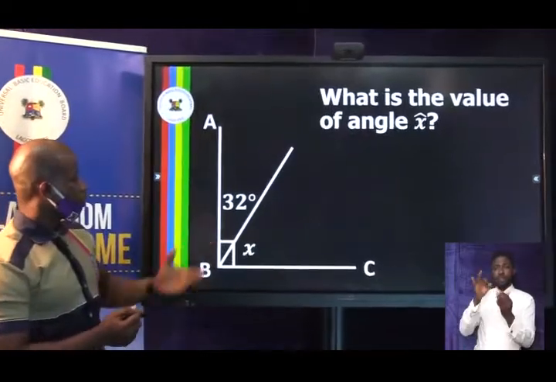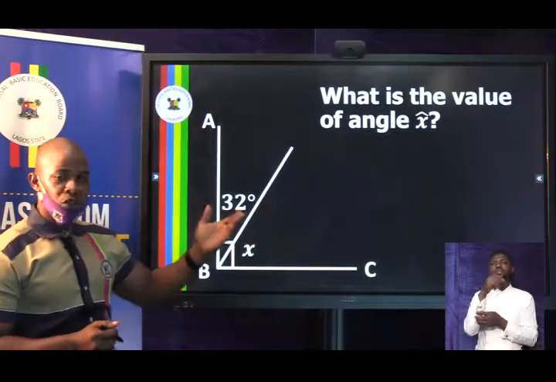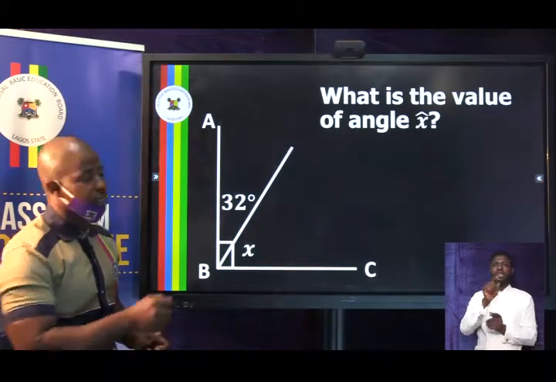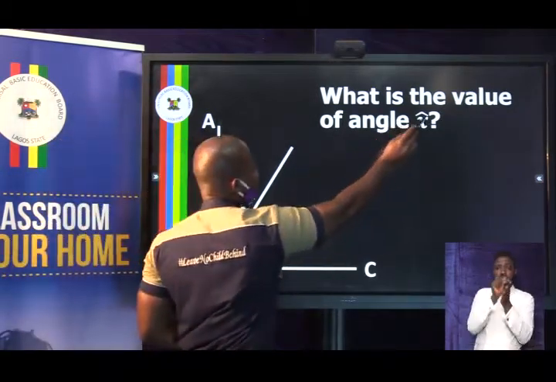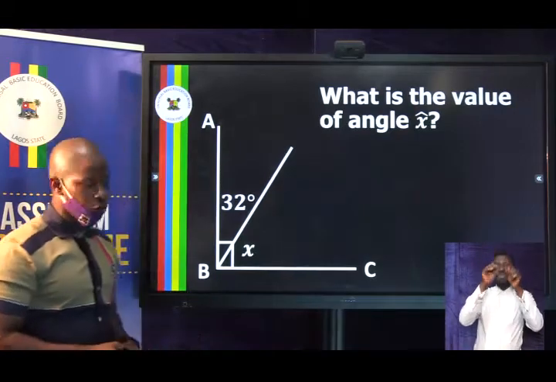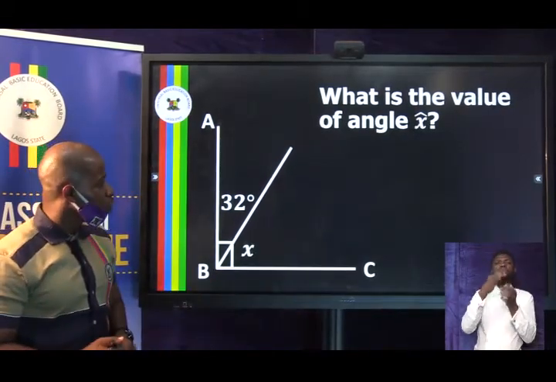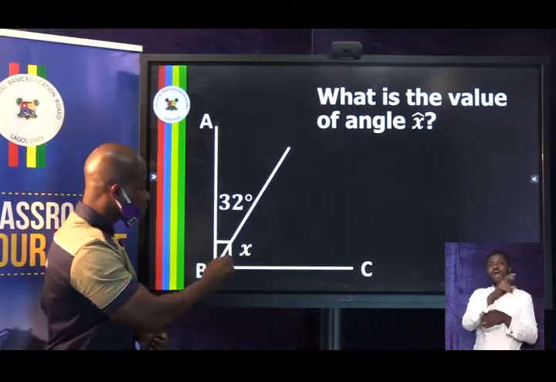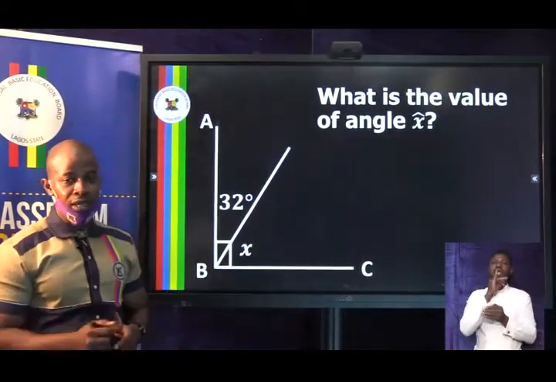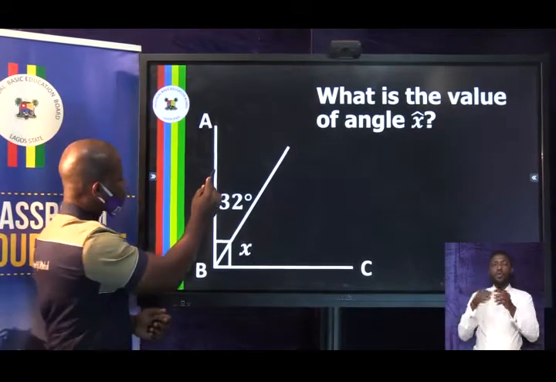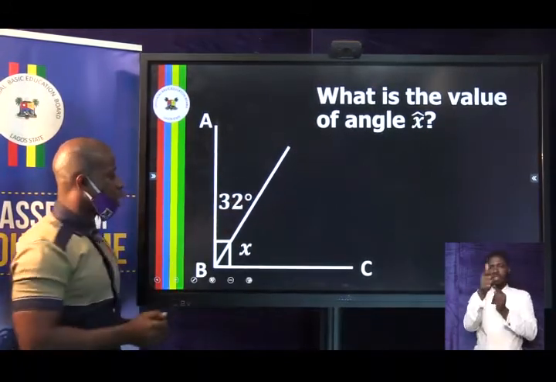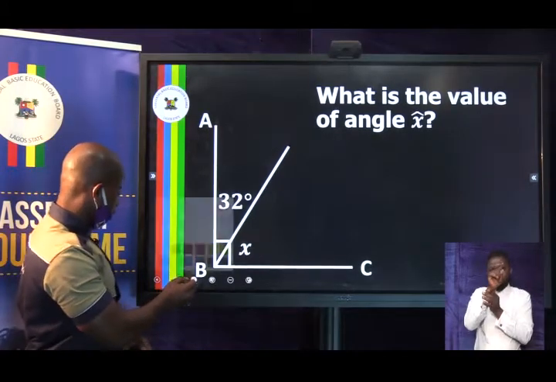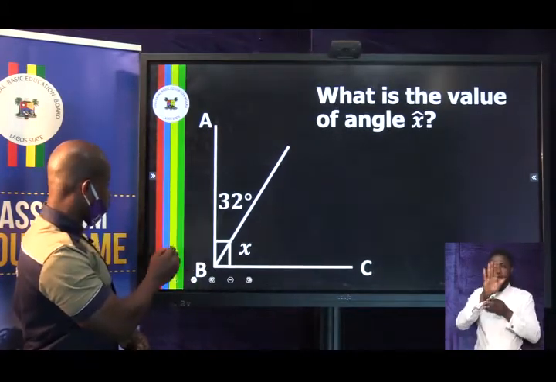Now, study this diagram. The question says, what is the value of angle X? This symbol on top of X means angle. What is the value of angle X? Now, you know that the whole of this is a right angle, and that means the total is 90 degrees. Well, moving from this point to this point, we have 32 degrees. So what is X? You should be calculating your answer right about now.